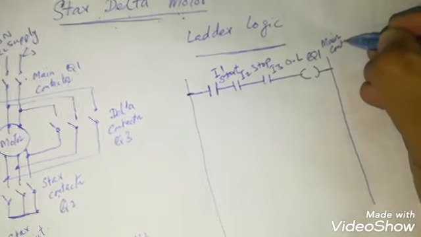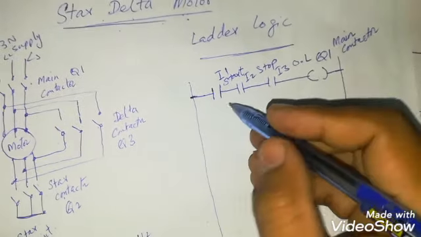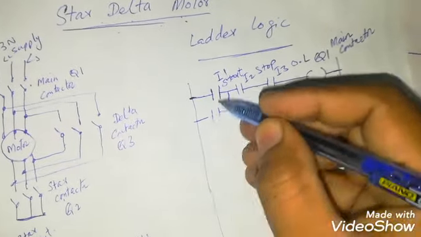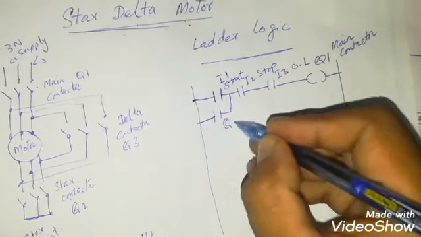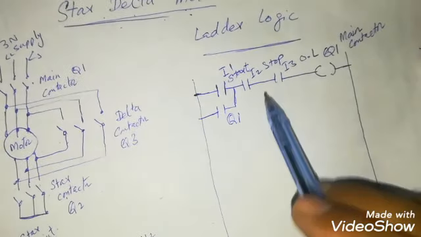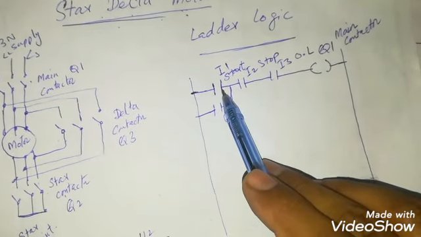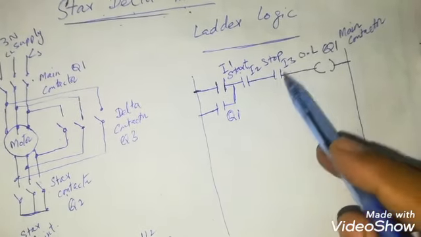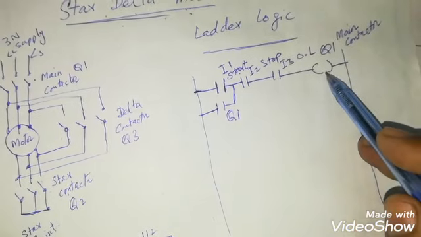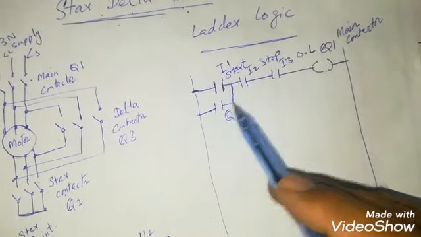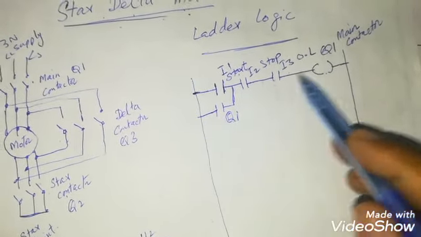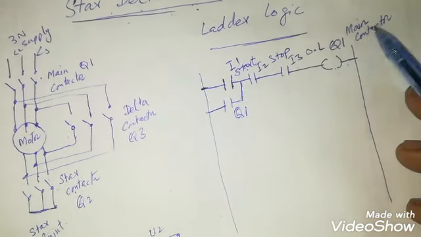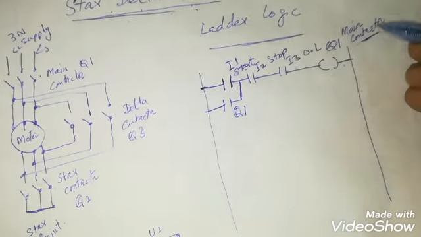So when this main contactor energizes, the three phase reaches the motor. Here, parallel to the start, we will connect the auxiliary contact of Q1. So when Q1 energizes, it will latch through this Q1 contact. Stop and overload are okay, so our main contactor will energize and it will latch through this contact Q1. So this is the ladder for the main contactor.